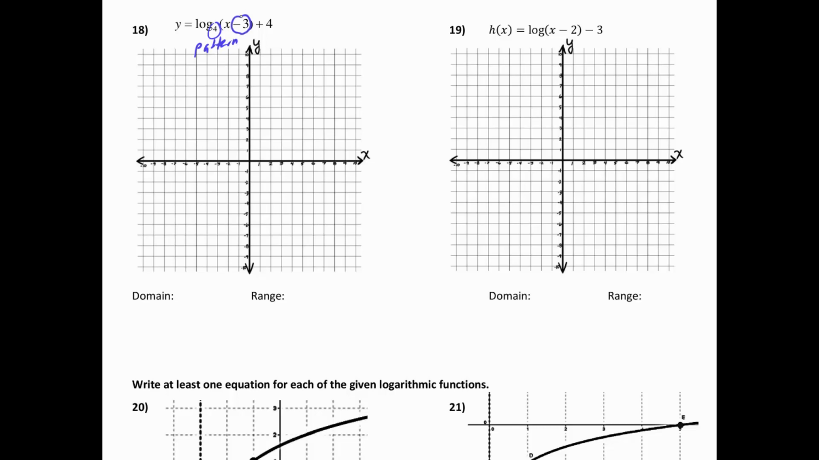Minus 3 inside with x does the same thing. It's going to move us right 3. It's a translation. It's a shift, and then the plus 4 at the end, that moves us up 4. So that's exactly where our start goes. Right 3, up 1, 2, 3, 4, put a star there.